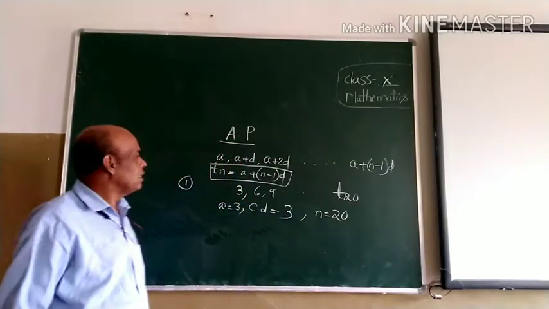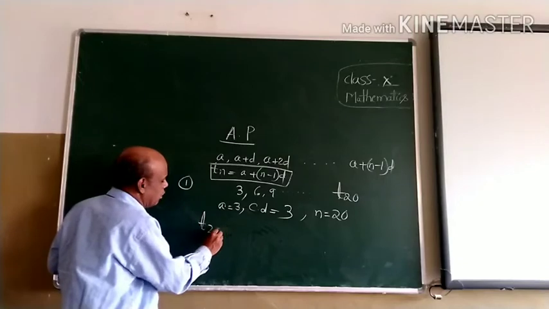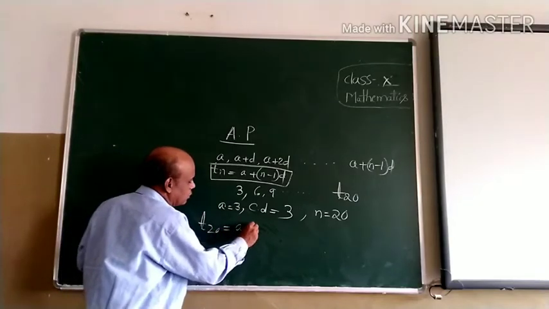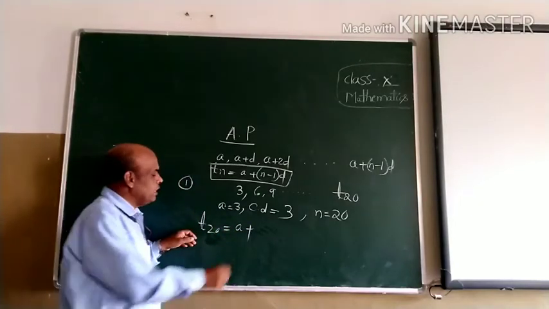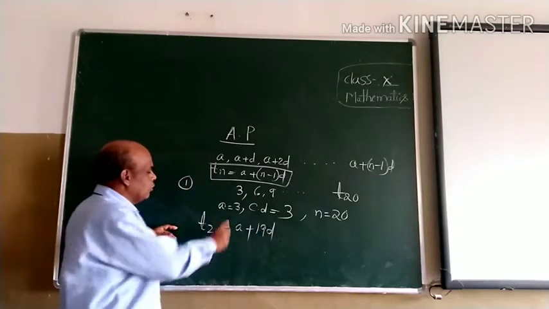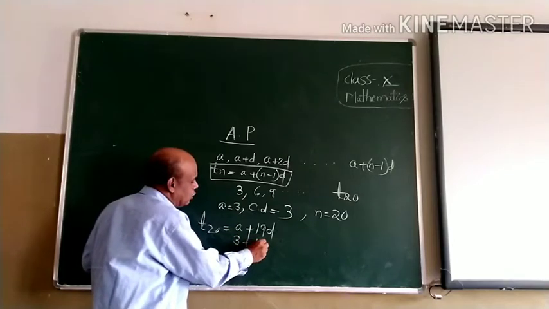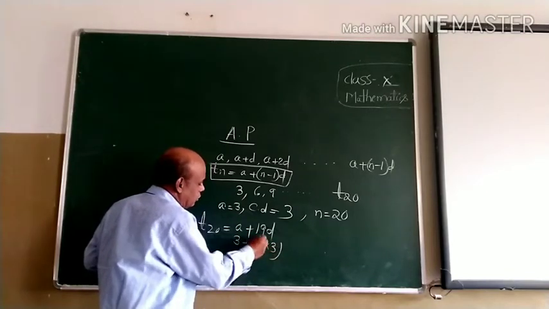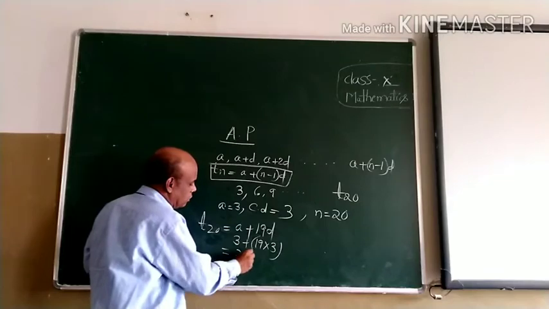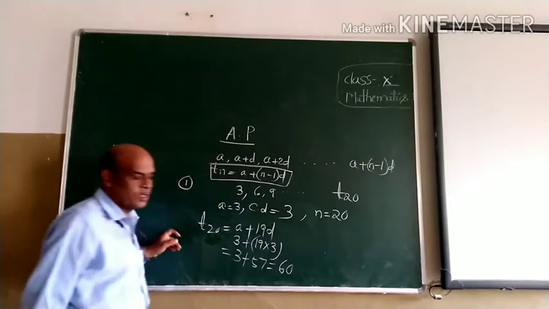Putting this in the formula, T20 is equal to a plus 20 minus 1 into d, otherwise you can write 19d. The a value here is 3 and the d value is also 3. So you got 3 plus 57, that is equal to 60.